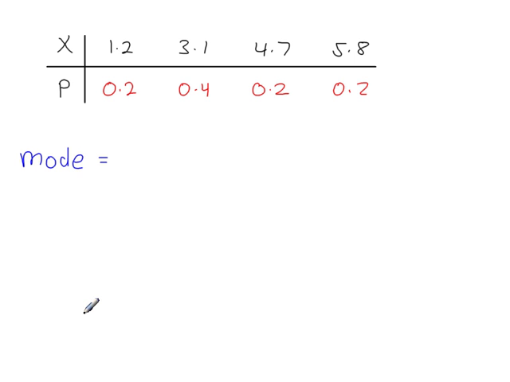The mode for this table: this is the highest probability, so it's 3.1. These values of x are discrete. They will be random variables, so x is still a discrete random variable even though x has decimal values. There's no problem with x having decimal values. These are still fixed values, they are discrete values.